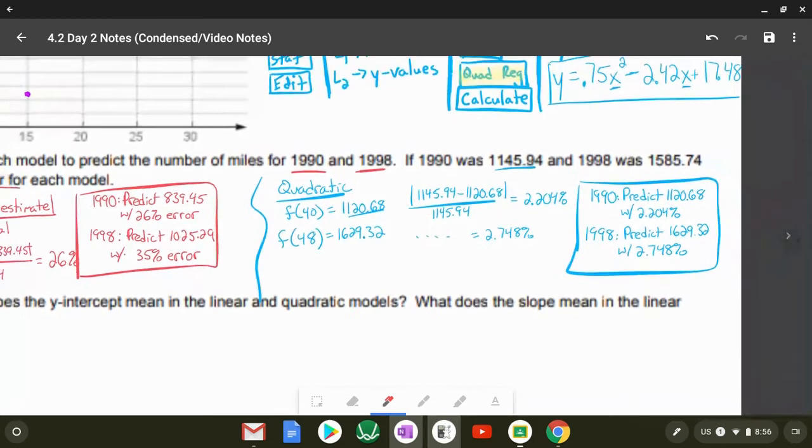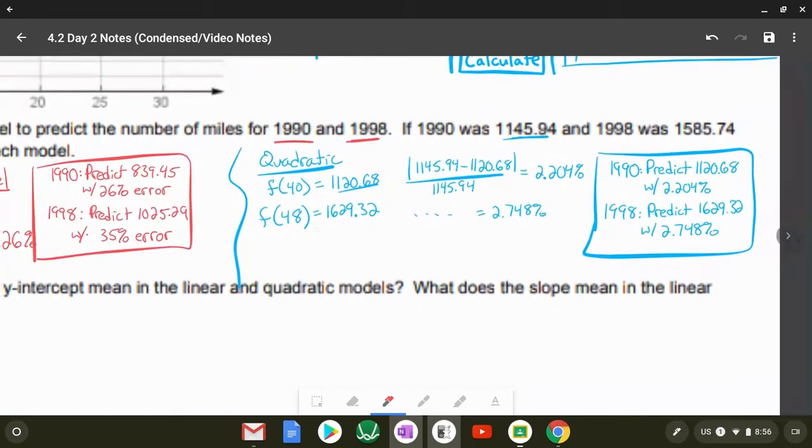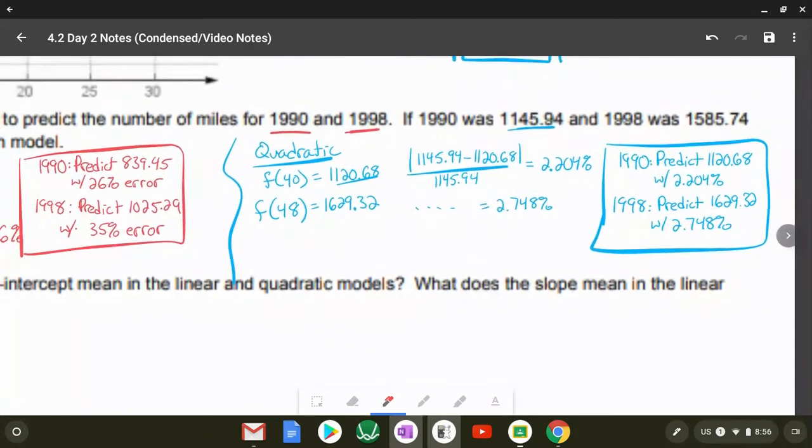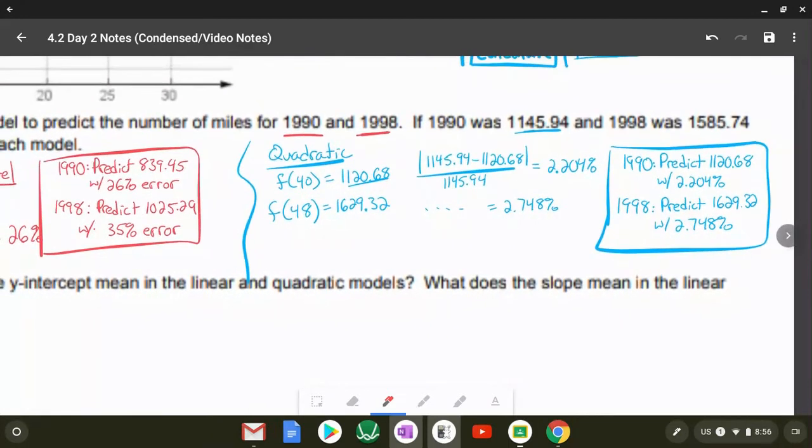So again, this just confirms that the data table was a lot better modeled by a quadratic model than a linear model. We can tell from the numbers themselves, but even more so by showing it mathematically with the percent error calculation, that our quadratic model was way more accurate as to what actually happened.